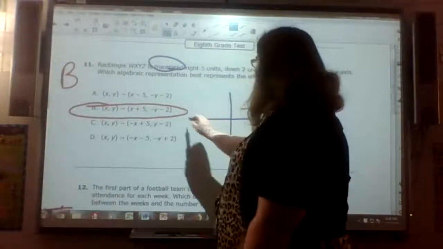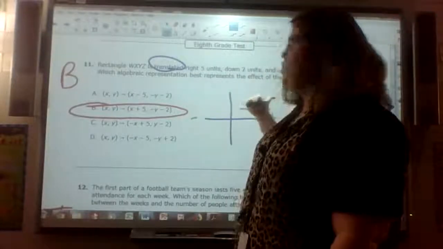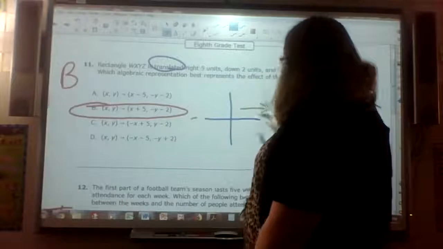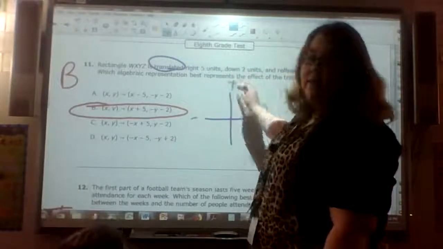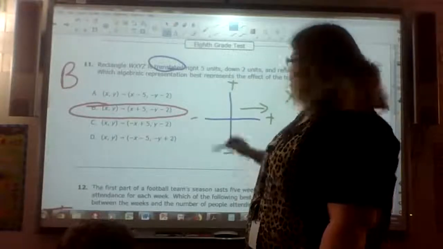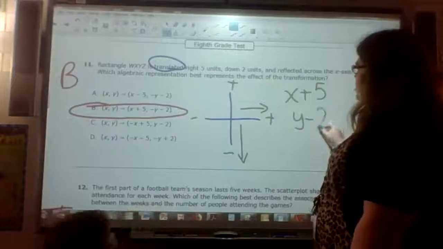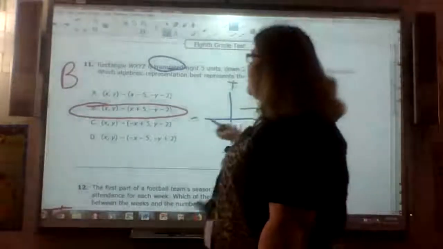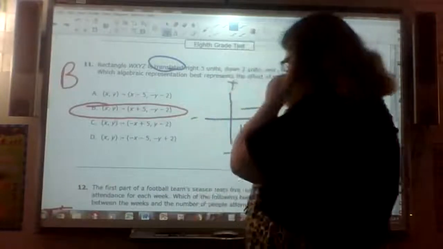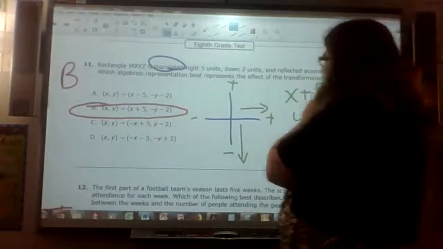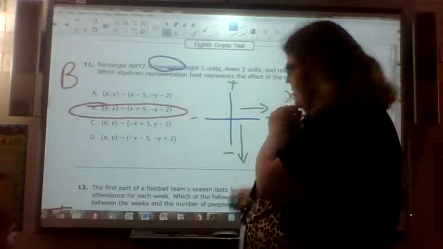And the negative is on the left. So if I go right, I'm going positive. And on my y, I'm going down. Well, y is positive going up and negative going down. So I'm actually going down. So I'm going to be subtracting 2. So when I look at my answer choices, I think the B. I know I'm going to be adding and I'm going to be subtracting.